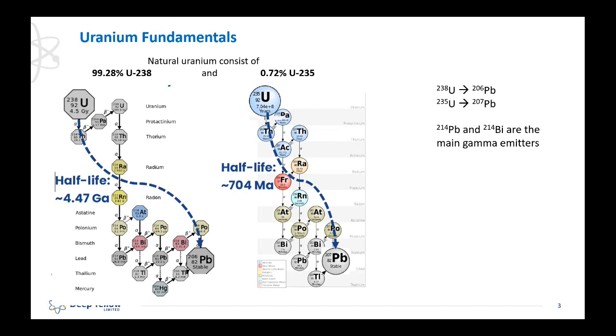Now, when you look at movies and TV shows, and you go as a geologist out in the field, you tend to use a Geiger-Müller counter or a scintillometer, and you hear it ticking away or it gives you numbers on the display. What you're detecting with those is not the uranium. It is 214 lead and 214 bismuth down here. Those two isotopes are the main gamma emitters, and that's what we're detecting with our instruments. That has very practical implications.